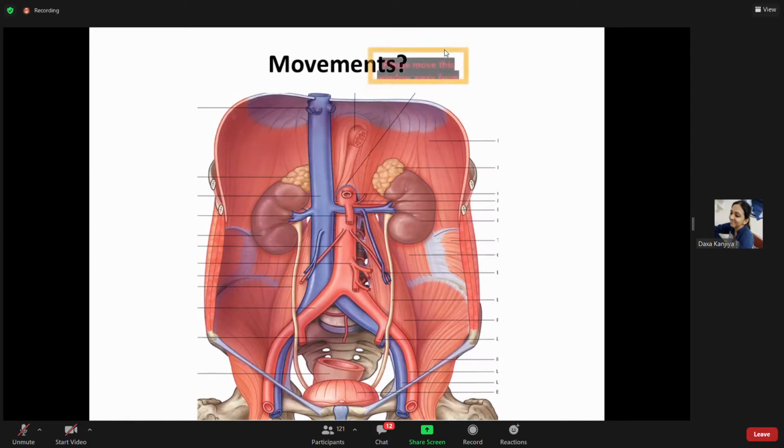Does kidney move? Are kidneys movable organs or not?